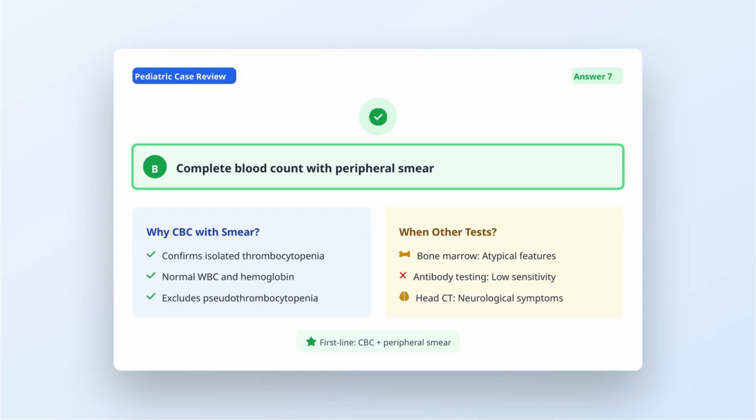A complete blood count with peripheral smear is the most important initial investigation. ITP is characterized by isolated thrombocytopenia with otherwise normal blood counts. The peripheral smear can exclude pseudothrombocytopenia and reveal abnormal cell morphology, suggesting alternative diagnoses like leukemia. Bone marrow examination is not routinely needed in typical ITP presentations, but may be considered with atypical features. Platelet antibody testing lacks sensitivity and specificity, while head CT is only indicated with neurological symptoms.